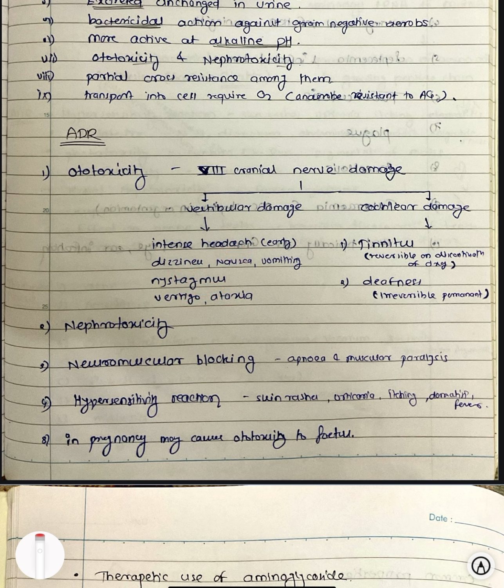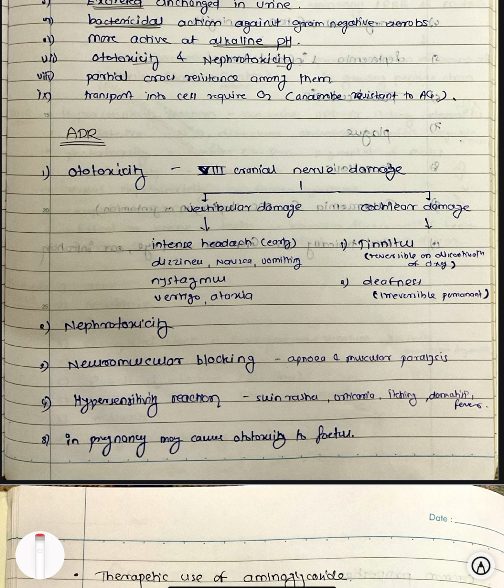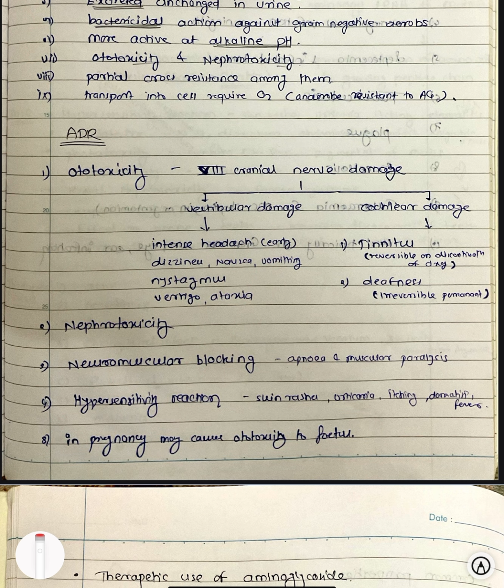And in the same case, if cochlear damage happens, then the patient will feel tinnitus and deafness. So this is the ototoxicity. Then after that, the next adverse effect is nephrotoxicity. After nephrotoxicity, there is neuromuscular blocking, hypersensitivity reaction, and in pregnancy it may cause ototoxicity to the fetus. So these are some different kinds of adverse drug reactions which we are seeing in the aminoglycoside group of drugs.